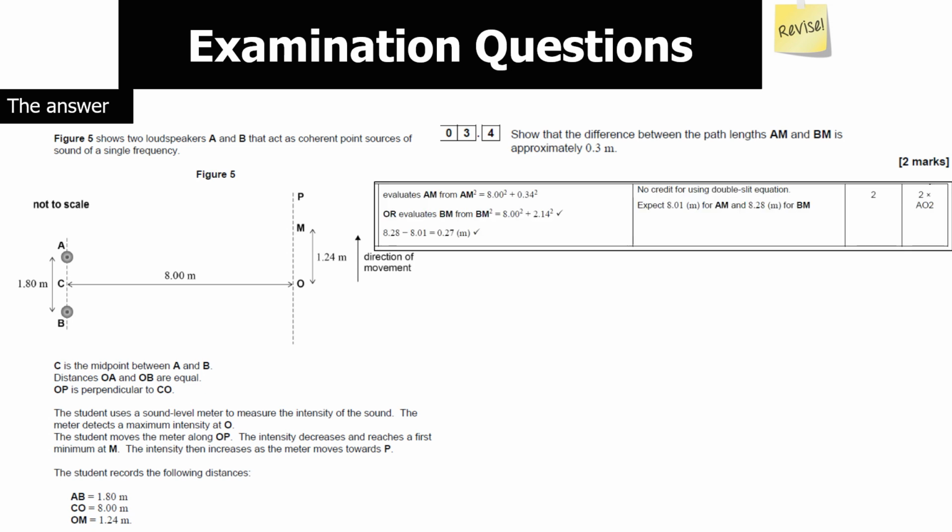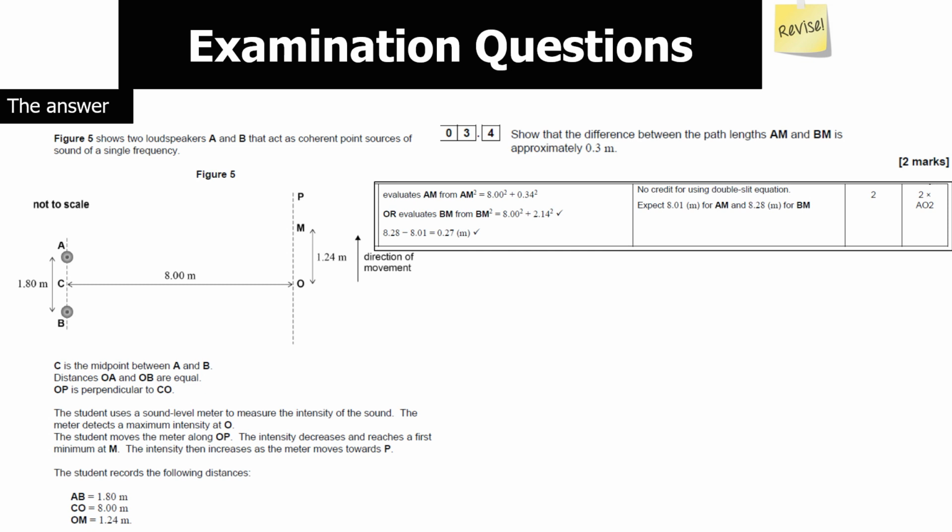So you should see from the diagram that AM squared is going to be equal to AO squared plus OM squared, like so. So what you can do is work it through by saying AM squared is going to be equal to 8 squared, which is AO, which is the same as CO because it's a parallel line acting upwards, and the difference from OM.